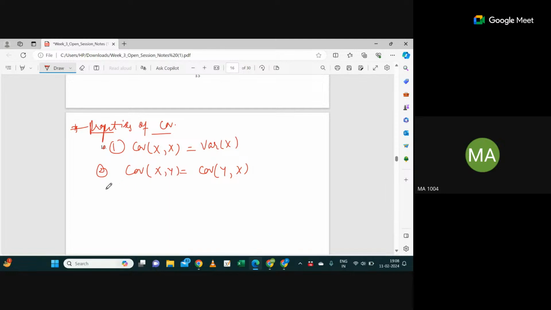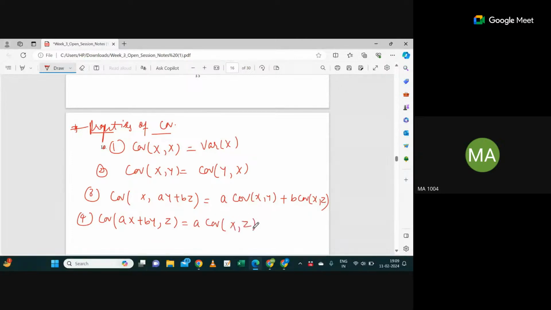The third one is the linear property. Suppose I write covariance of x comma (a y plus b z), then it will simply be a times covariance of x comma y plus b times covariance of x comma z. And what about covariance of (ax plus by) comma z? It will be a times covariance of x comma z plus b times covariance of y comma z. This is something you can keep in your mind.